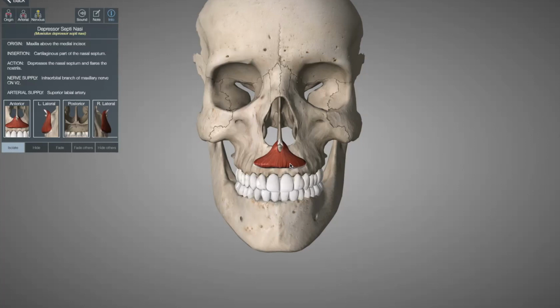Action: it pulls the nasal septum inferiorly. If this contracts, it pulls the septum inferiorly. So what it does to the nose is widen the nasal openings. Both the alar part of the nasalis and the depressor septi nasi, when they contract, their function is to open and widen the nasal openings.